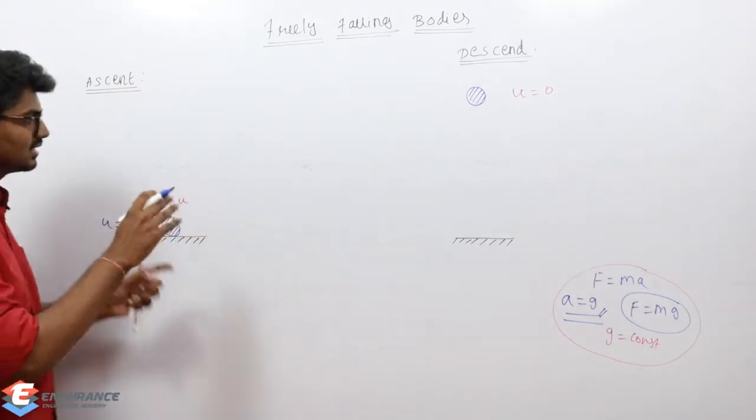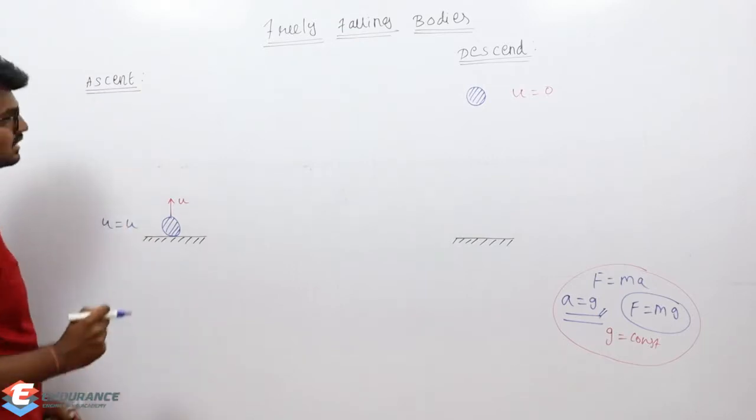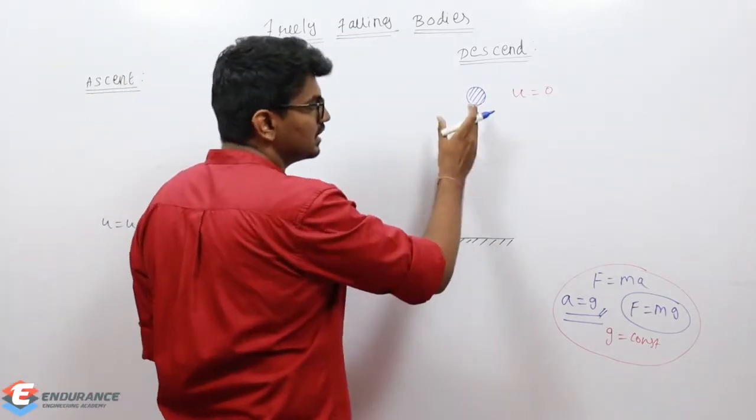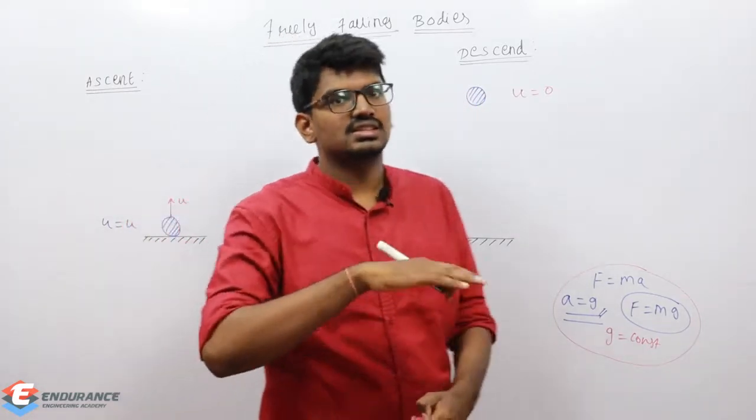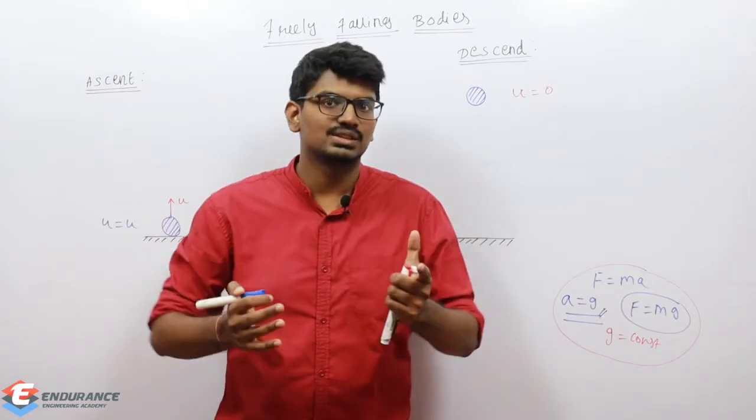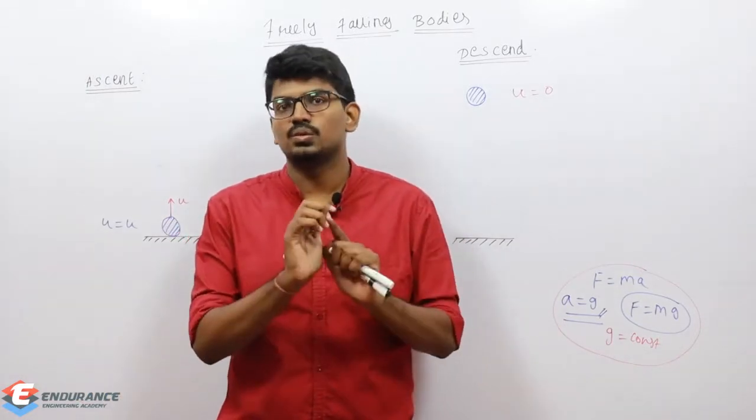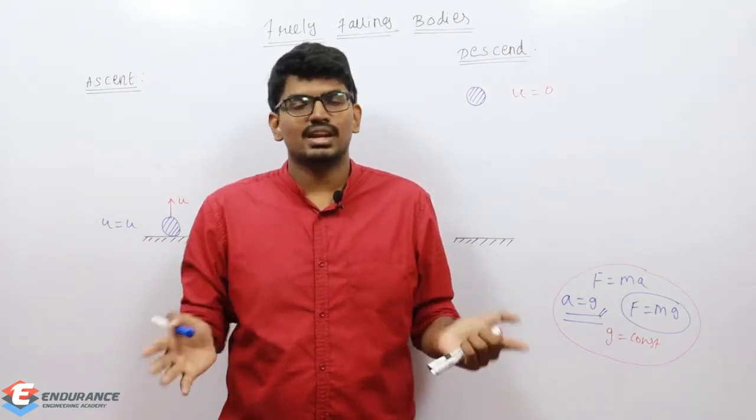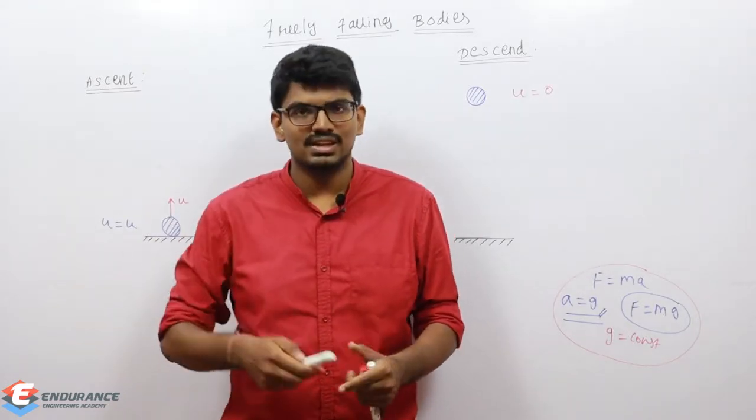Okay, so this case where the object moves upward is called ascent. And this case where the object falls down with a zero initial velocity is called descent. If you observe this, these two are the same case only, but I'm discussing them as two different cases just to make sure that you won't make any mistakes in the problem. And it is better you do it in a separate case than combine it. What does it mean? These two are the same case only. Very simple.